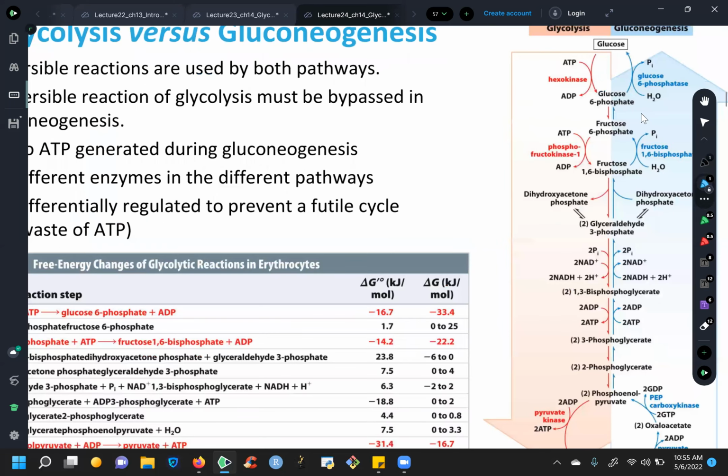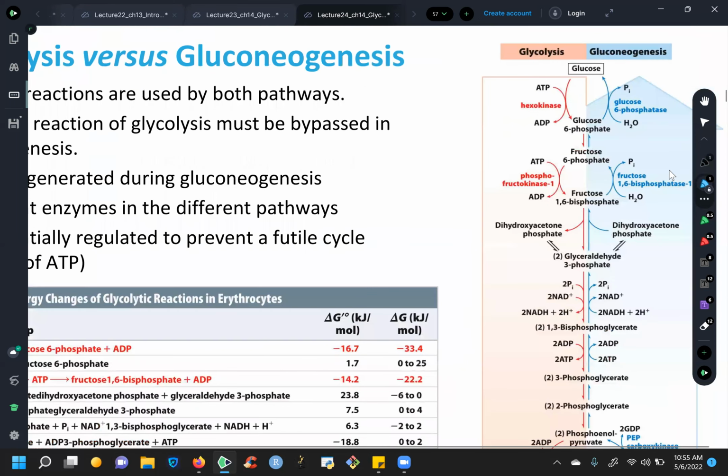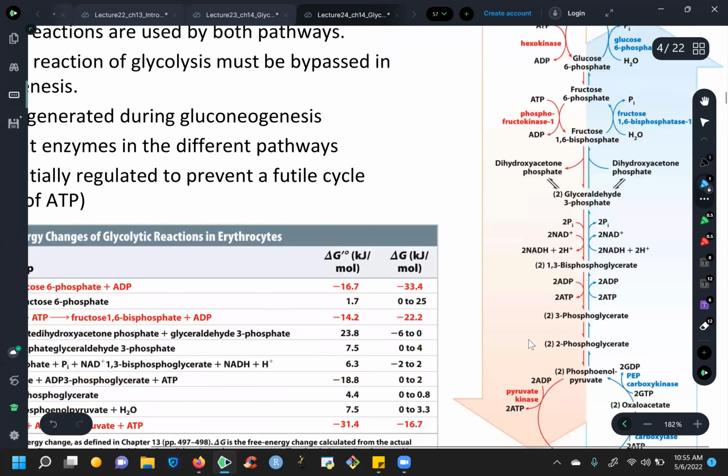The most important thing to learn here for glycolysis versus gluconeogenesis is everything we just covered. You should definitely know from glucose to glucose 6-phosphate. In glycolysis, that enzyme was hexokinase, but in gluconeogenesis, it's glucose 6-phosphatase. So for reactions 1, 3, and 10, it's really important.